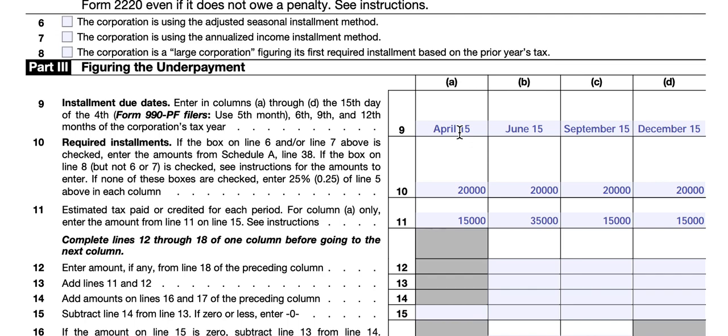So we'll use this example as the corporation uses a calendar year, fiscal year. So April 15th, June 15th, September 15th, and then December 15th.